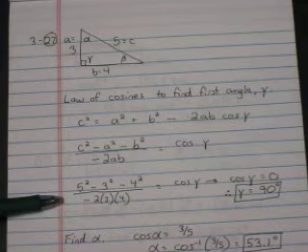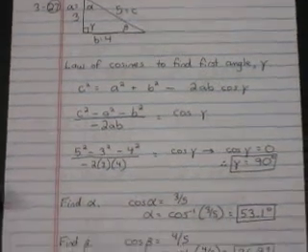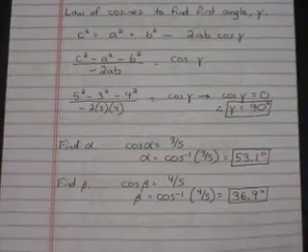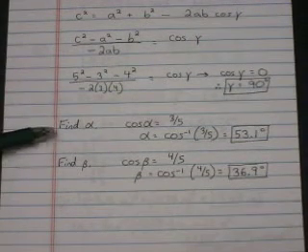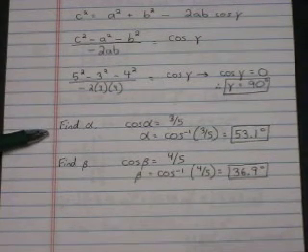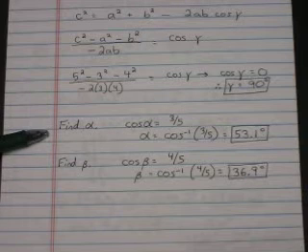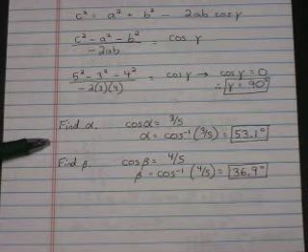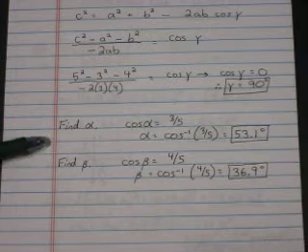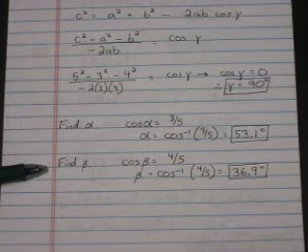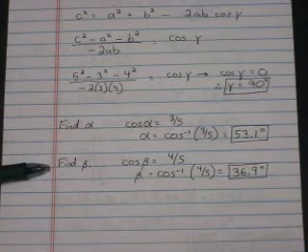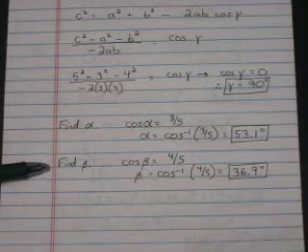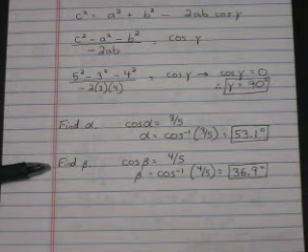From there, knowing that we're dealing with a right triangle, we can use our trig functions. So to find angle alpha, cosine of alpha is 3 over 5. So alpha is the arc cosine of 3/5, or 53.1 degrees. Then angle beta, cosine of beta is 4 over 5. So beta is the arc cosine of 4/5, or 36.9 degrees.